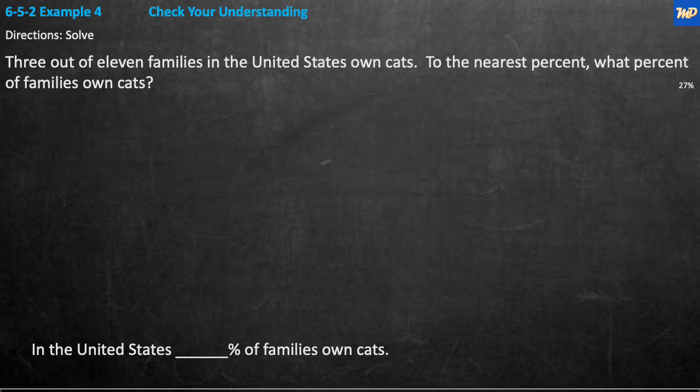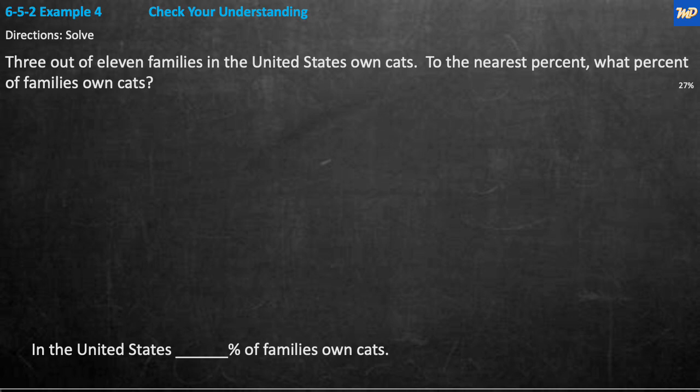Okay, example 4. Check your understanding. It's your turn. Solve it just like we did the last one. I'll pause and wait for you. Okay, now that you're back, let's give it a shot. 3 out of 11 families in the United States own cats. To the nearest percent, what percent of families own cats? Well, let's try it out.